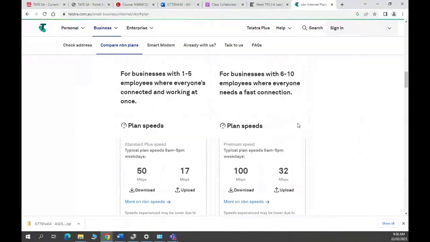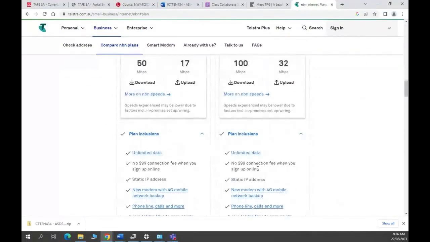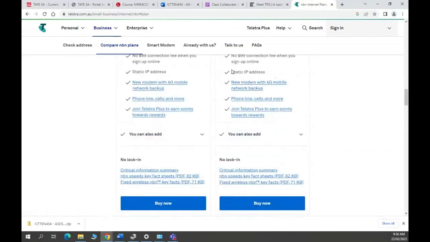So that's not right. Maybe let's have a look at this other one. $100 per month for the first 3, then 140. Oh, just within budget. Oh, lucky. What do we get? 100 megabits per second. Does that meet the requirements? Yeah. And what about the other thing? We had a static IP address, wasn't it? If we keep on reading, it's even got even better things. It's got backup 4G mobile network. Right.